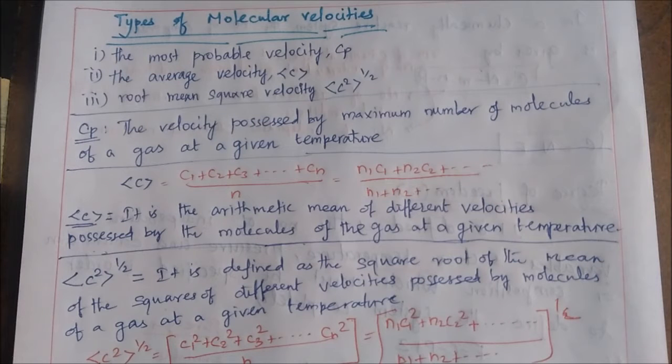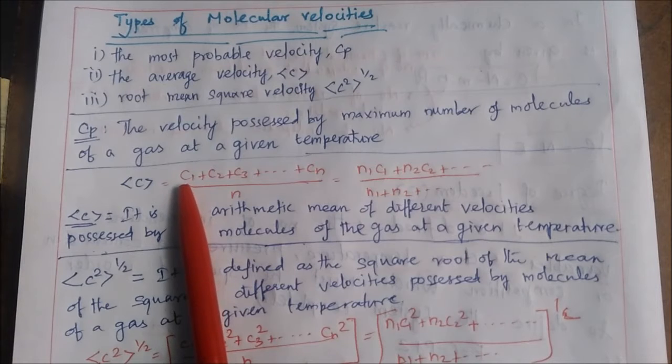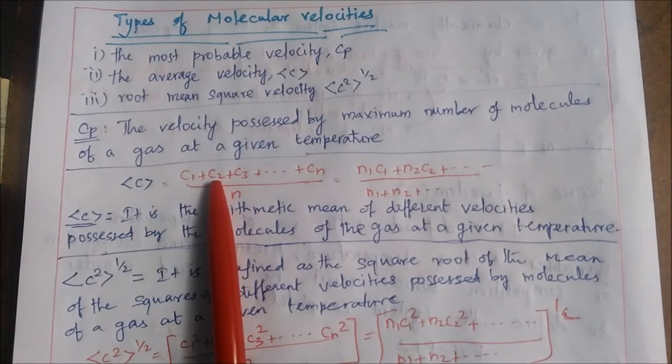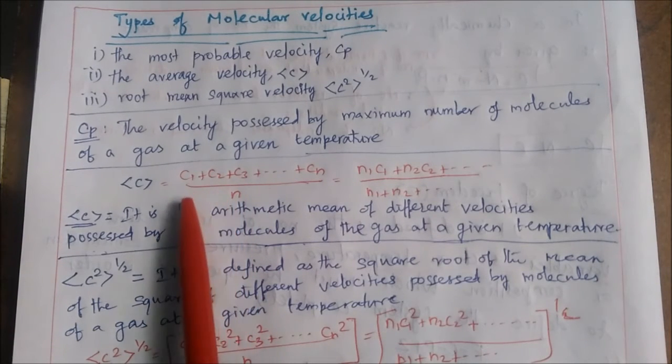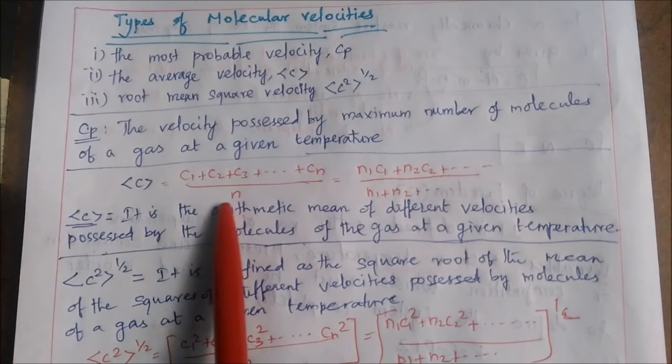So this can be explained in a simplified manner with the formula. If there are 100 molecules and every molecule possesses a different speed, C1 is the velocity of the first molecule, C2 is the velocity of the second molecule. Likewise, we have to add all the speeds of the molecules divided by the total number of molecules.